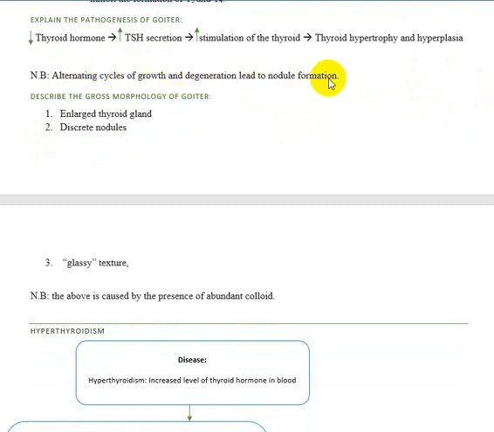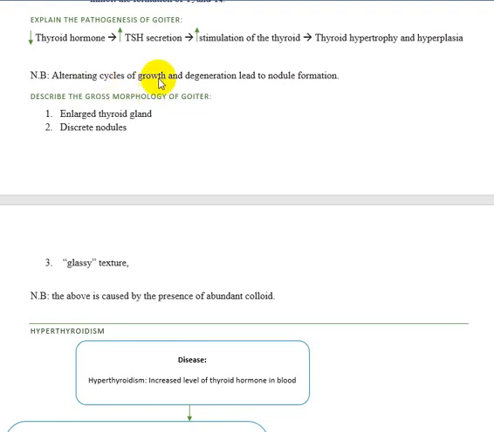If you want to know whether there is nodule production on the goiter, you need to know if there is an alternating cycle of growth and degeneration. Nodules are going to be produced on a gland if there is an alternating cycle of degeneration and growth. This alternating cycle mostly occurs when you have chronic inflammation, because it is a main characteristic of chronic inflammation: repair and growth, and destruction at the same time.